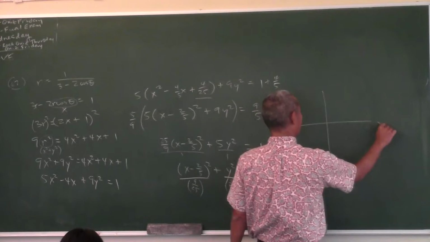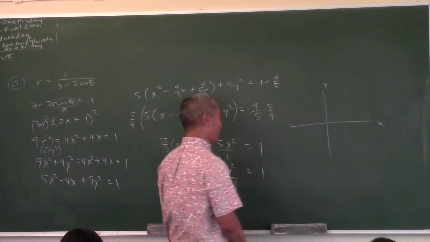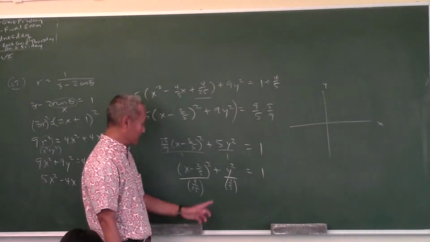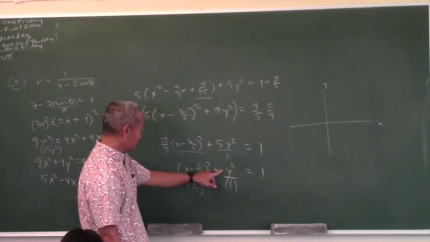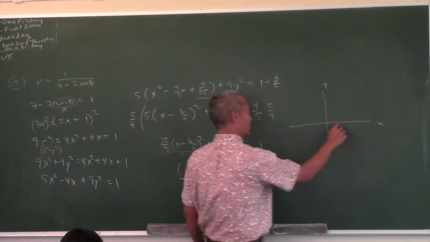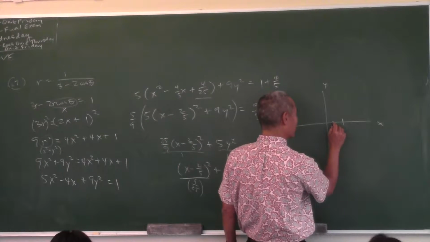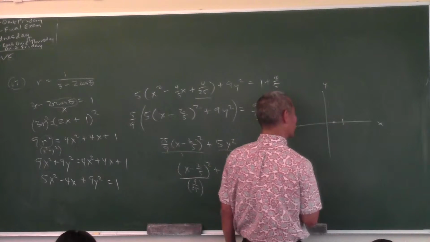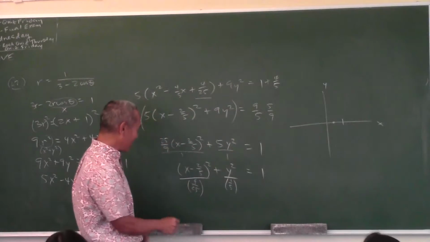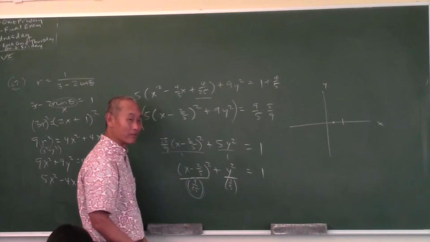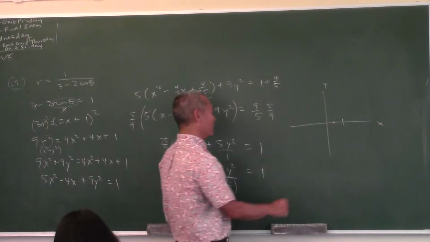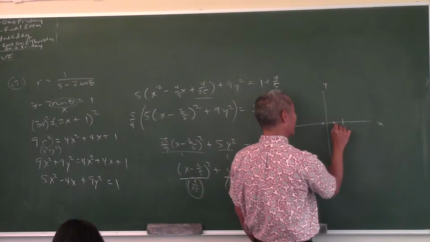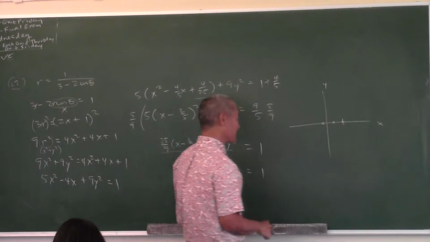Okay, what's the center of this ellipse? Wait, by the way, how do I know it's an ellipse? Because there's a plus sign there. Okay, how do you find the center? 2/5, 0. So 2/5 would be about there, 0.4, yeah? 2/5, there's the center. Now, how much do I go left and right? You take the square root of that number. What's the square root of 9/5? 3/5. So you go 3/5 to the left and 3/5 to the right.